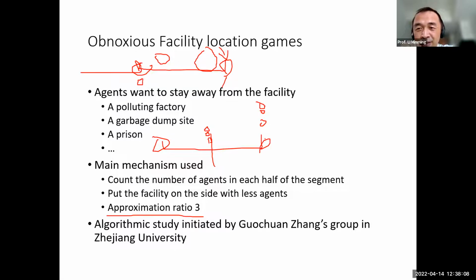Now of course it's possible to find an example, but I guess I will not find one here. You are encouraged to find one, but I'm not going to make this an in-class exercise. So just out of curiosity, you can try. Yeah, so now this is the picture about obnoxious facilities.